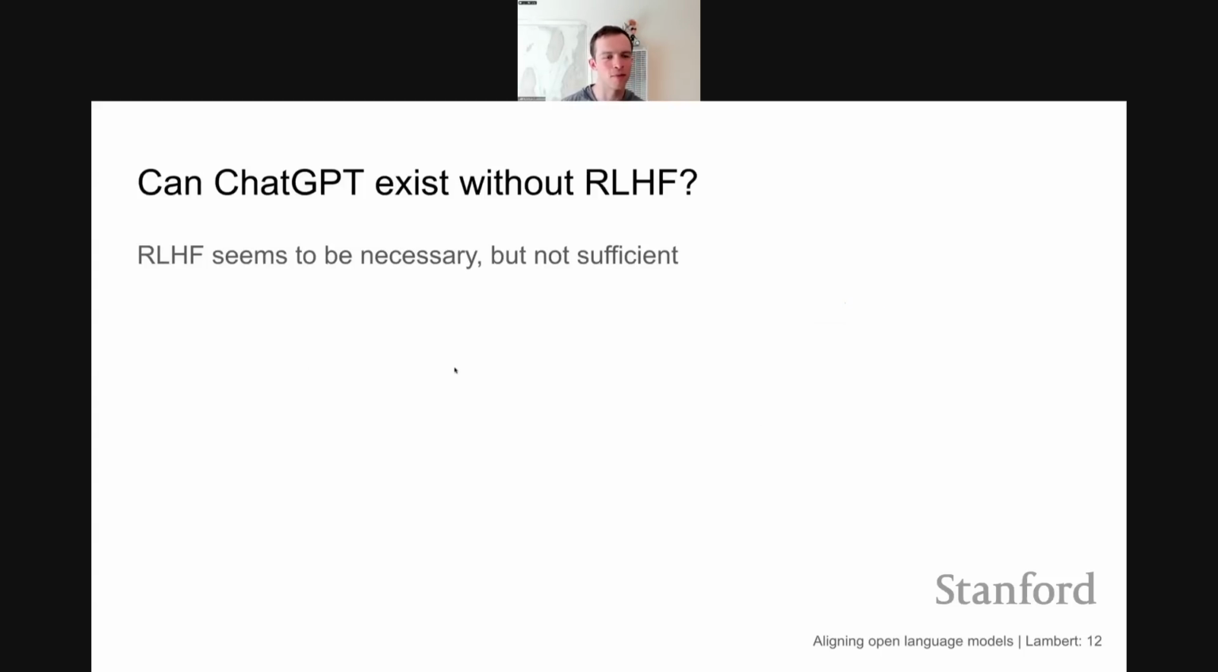RLHF seems to be necessary, but is not sufficient. You can't do something like ChatGPT or Gemini or Claude without something like RLHF. But it's not the thing; pre-training is still most of the work. But the fact that RLHF is needed is really important to contextualize all these improvements that we've seen in the open in the last 14 months or so.